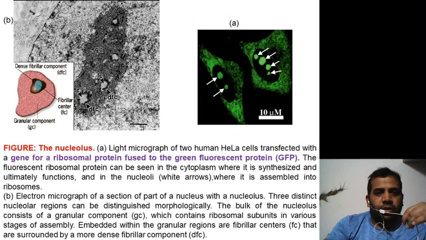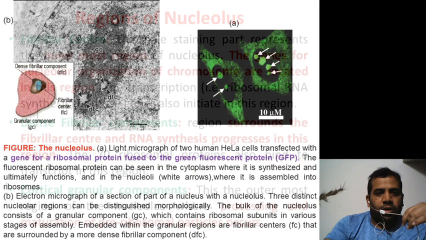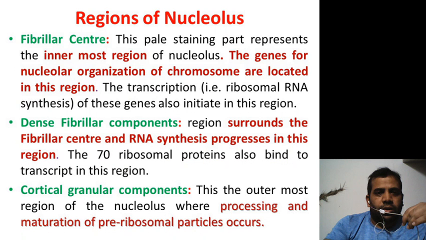The diagram shows the structure of the nucleolus, which is a non-membrane bound organelle having a fibrillar center region, in the center a dense fibrillar component, followed by the fibrillar center region and then the granular components. Basically there is a central fibrillar region, the innermost region, and the genes for nucleolar organization of the chromosomes are located in this region.